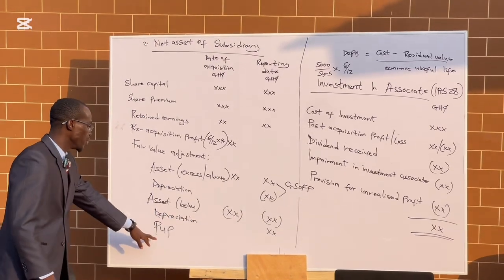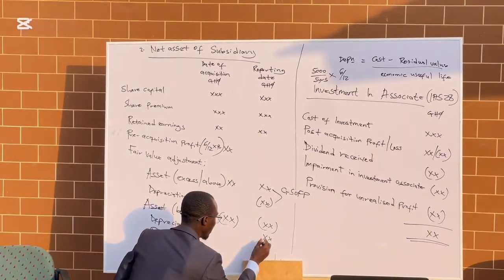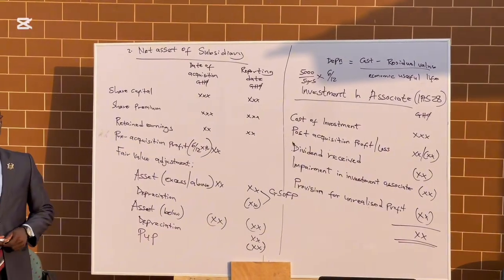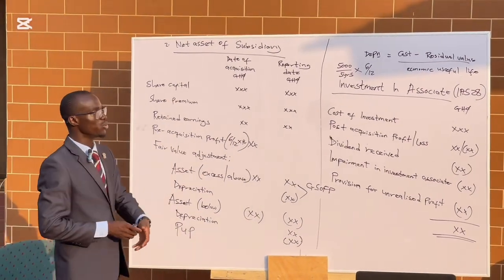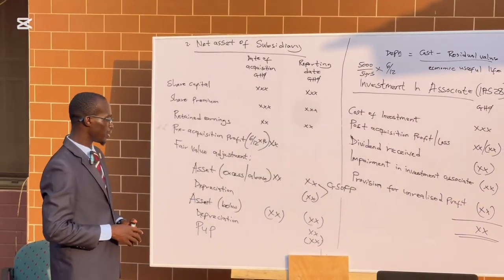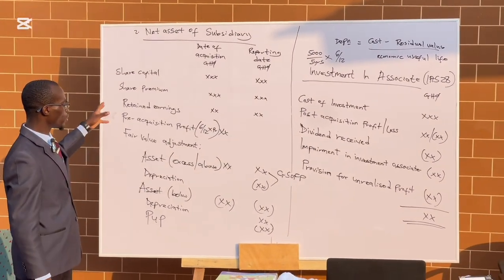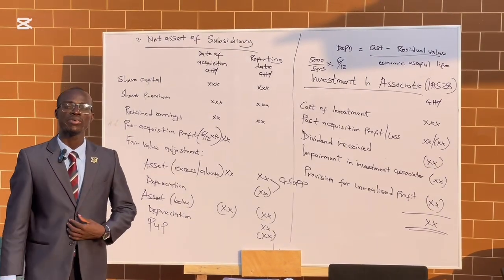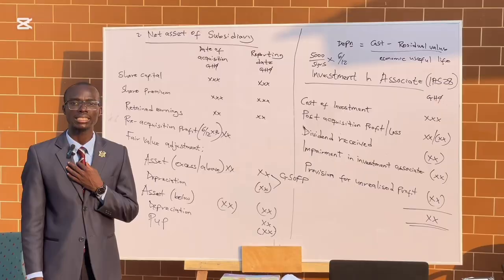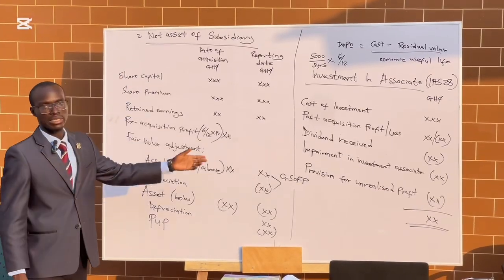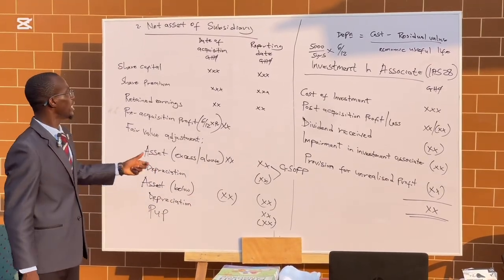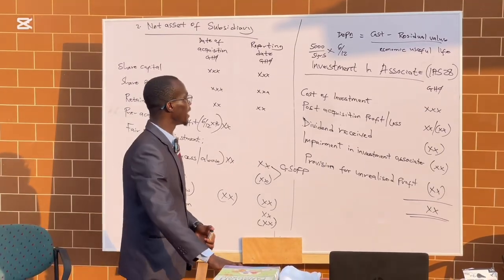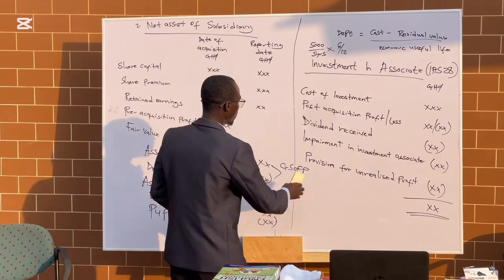So when you calculate for PUP, you need to come and subtract it here. You come and subtract it. So these are some of the adjustments you do when it comes to the net asset of the subsidiary. And this is always supposed to be done anytime the examiner asks you to do a consolidated statement of financial position. This is where you normally do the net asset of the subsidiary. So ladies and gentlemen, this is how the net asset of subsidiary calculation is supposed to be done. So let's move quickly to the third what? Workings. The third workings, basic workings.